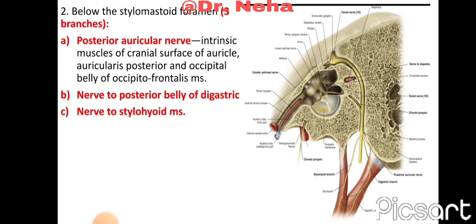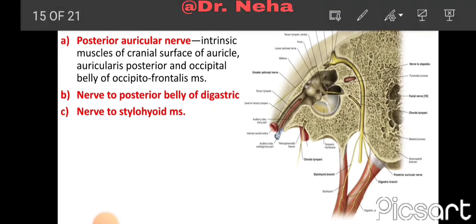Second, it provides three branches below the stylomastoid foramen. These are the posterior auricular nerve. Here we can see the posterior auricular nerve. Then a nerve to the posterior belly of digastric and stylohyoid muscle. So these are the three nerves. The posterior auricular nerve supplies the intrinsic muscles of the cranial surface of the auricle, auricularis posterior, and the occipital belly of the occipitofrontalis muscle. Then it is also supplying a branch to the posterior belly of digastric and a branch to the stylohyoid muscle.